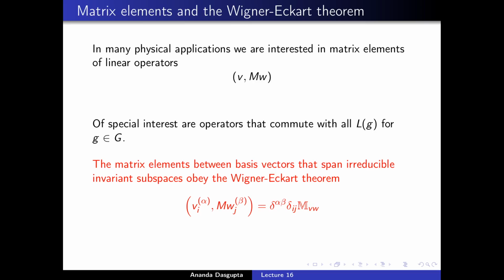If both alpha is equal to beta and i is equal to j, that is, we are really forming the matrix element of the form V alpha i, M, W alpha i, then we have a number which we have written with a boldface M with V and W as indices. The V and W as indices indicate the fact that the matrix might very well depend on the vectors V and W involved. However, notice that there is no i index here. That means for each and every value of i, as long as j matches i, you get the same result.